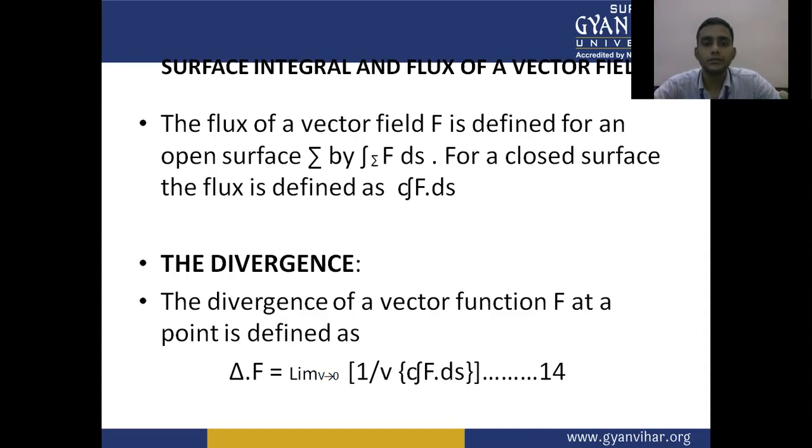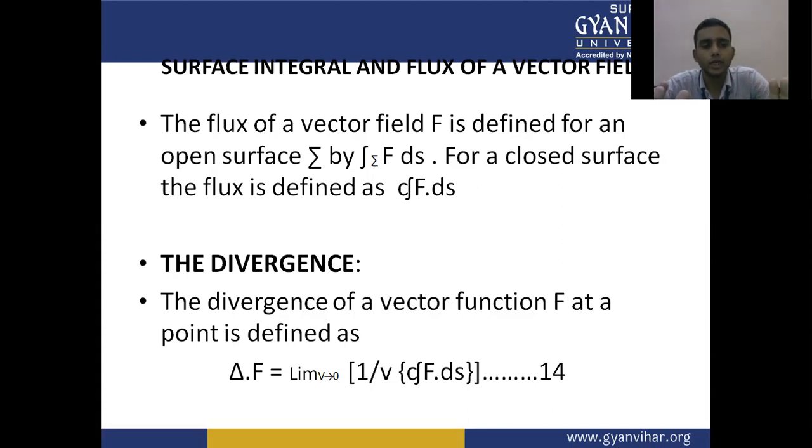The surface integral and the flux of a vector field. The flux of a vector field F is defined for an open surface by the integral of F dot ds. For a closed surface, the flux is defined as the closed integral of F dot ds. So this is the flux of a vector field, the surface integral and flux of the vector field we have discussed today in this video.